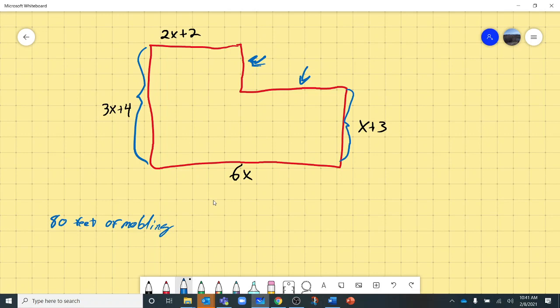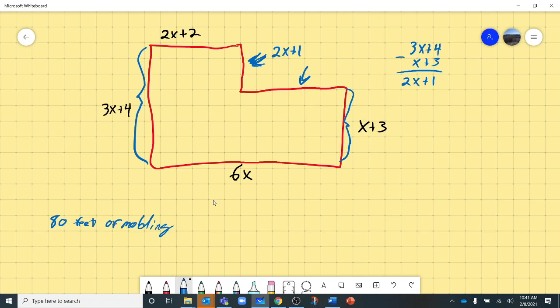And so this length right here, where my blue arrow is, let me see if I can explain this better. That's going to cover the difference between the two. If I were to add x plus 3 and whatever goes right here at this blue arrow, that would be 3x plus 4. So to do that, I'm going to do 3x plus 4 minus x plus 3. Notice I'm lining up the degrees of my polynomial. 3x minus x is 2x, and 4 minus 3 is 1. So this right here is 2x plus 1.